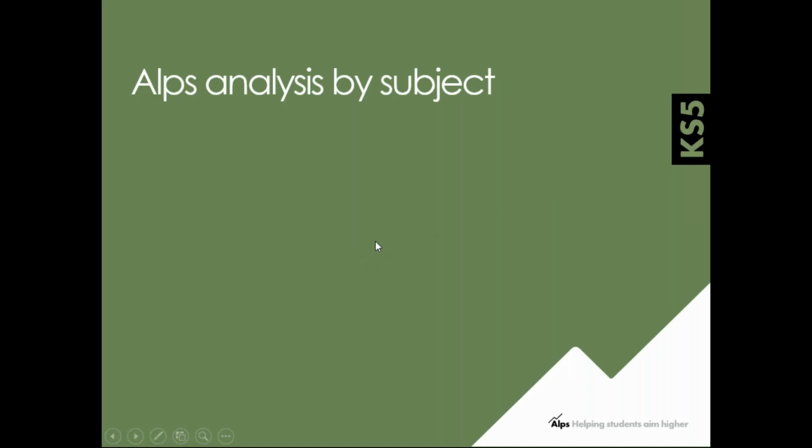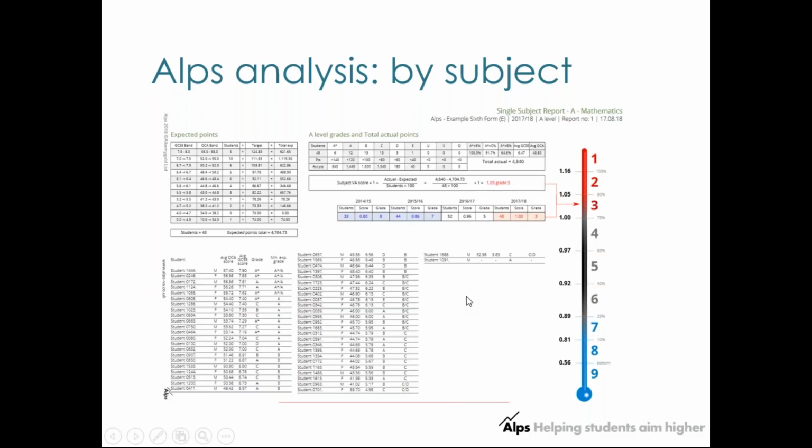So we can now look at Alps analysis by subject. And this is an indication of the subject page that you'll get for each subject. So here you can see how we calculate the expected points total for maths in this case. Here you can see how we add together all of the actual grades and points that students get. Here you can see the calculation on a subject level, whereas previously we were seeing it on a whole school level. Here you can see 4 years worth of data for maths only. Here you can see where maths is placed on a maths specific thermometer.